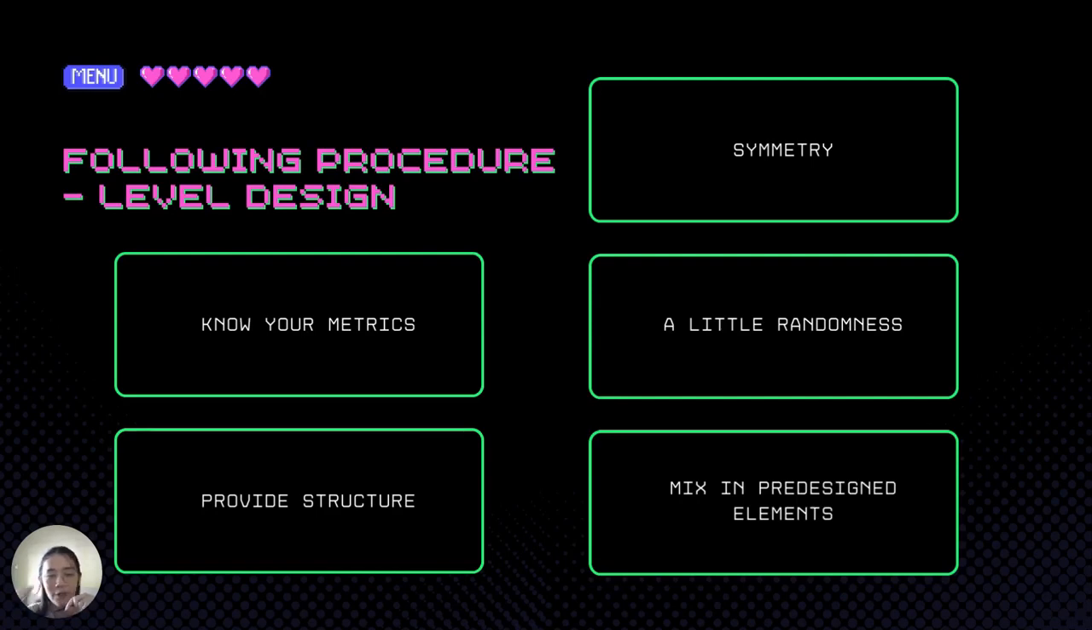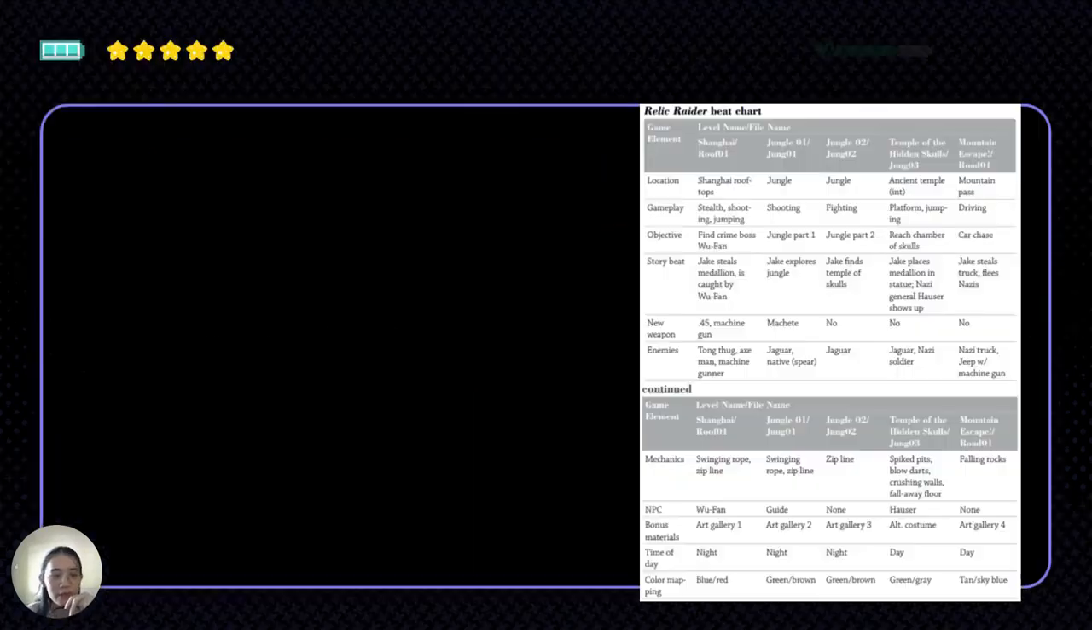Next one is about following procedure, how to design a game level. So the first one, you need to know the metrics, where the game has to adhere to the game rules. The second one is to provide a standard structure where the game will have a top-down approach. The third one is symmetry, where this symmetry will act as a guide to navigate players in the environment, patterns, mechanisms, and encounters. The fourth one is to apply some randomness in the game, such as in enemy attack patterns. The fifth one is to mix in pre-designed elements, so as to offset the randomness.